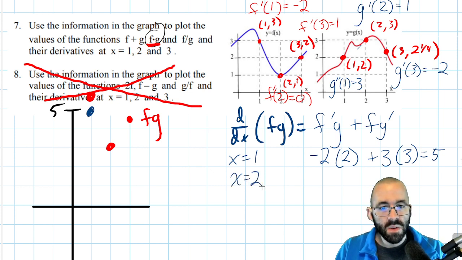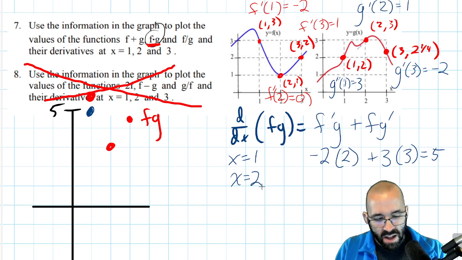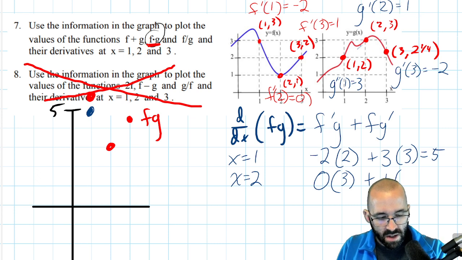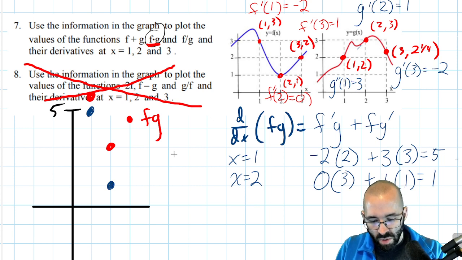When x is equal to 2, we got something very similar. F prime at 2 is 0. G of 2 is positive 3. Plus f of 2, positive 1, times g prime of 2 is also positive 1. You're going to get a value of positive 1. Where again, this is the derivative of f times g.